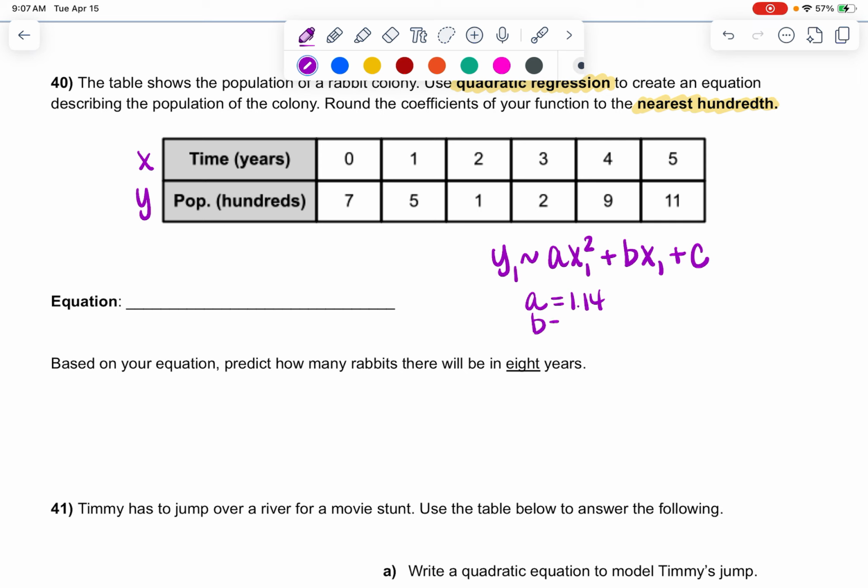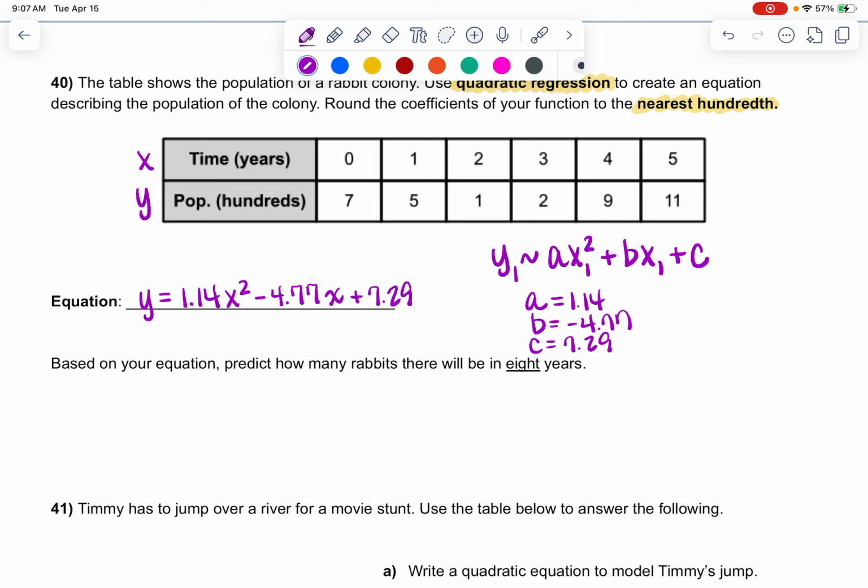1.14, the B value that they gave us was negative 4.77, and the C value was approximately 7.29. So I'm going to use that information from Desmos to come over here and write y equals 1.14 x squared, there's my A, minus 4.77 x, because that's my B, and then plus 7.29.